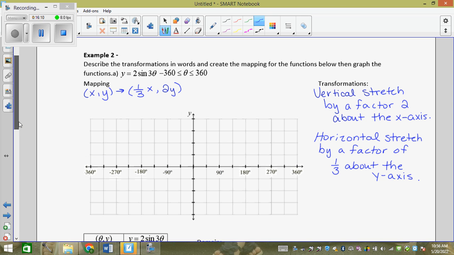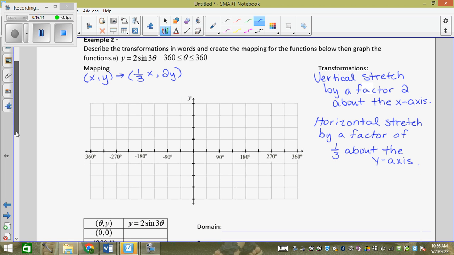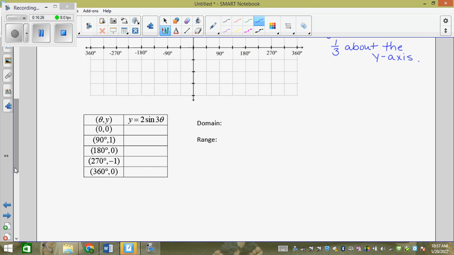Not going to worry about the graphing for now. But how could I use mapping? I could put the basic sine graph on here, right? The one we did yesterday, 0, 0, and put that on. And then just put each of those coordinates into mapping and get my new points, right? We know how to do all of that by now. So that would be how you do this, okay?